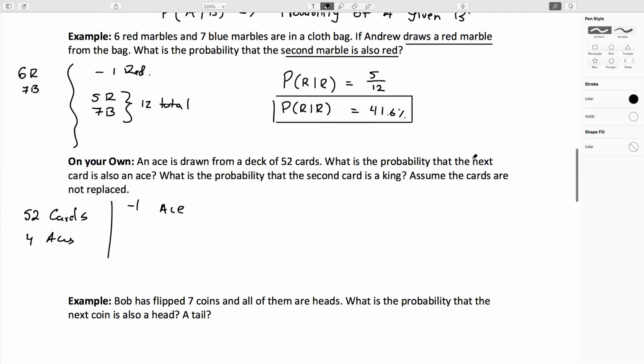What is the probability that the next card is also an ace? So now we're down to 51 cards with 3 aces left. So the probability that the next card is an ace, which I'm going to call the probability of ace given ace, is now 3 over 51, different than 4 over 52. This works out to about 6%. Probability of ace given ace is 5.9%.